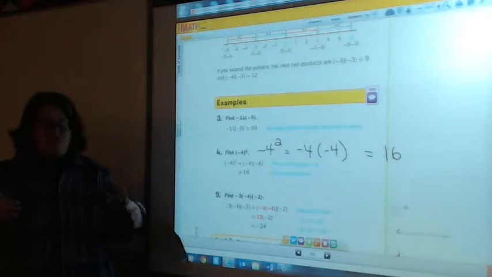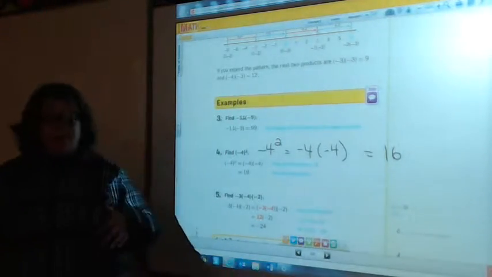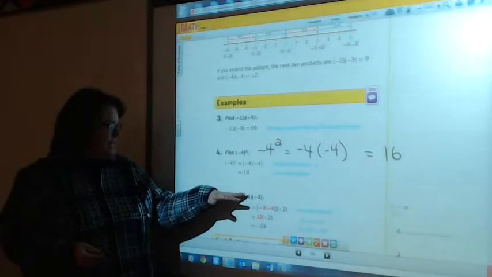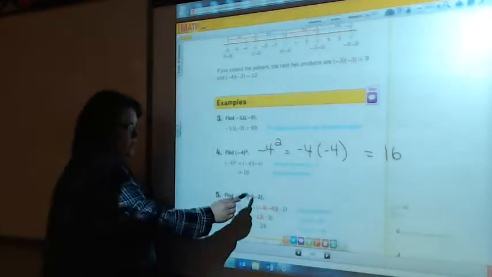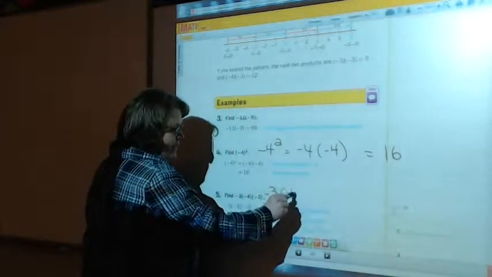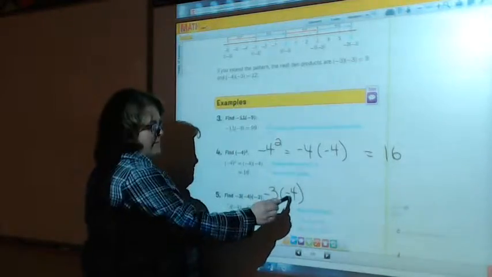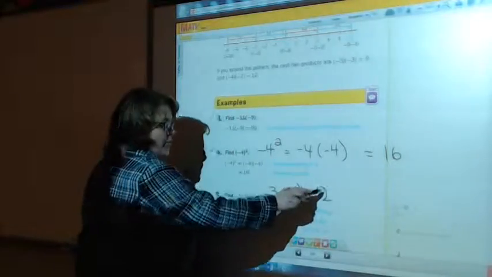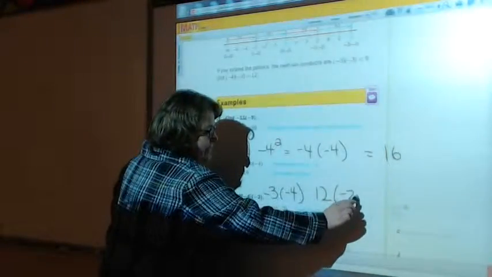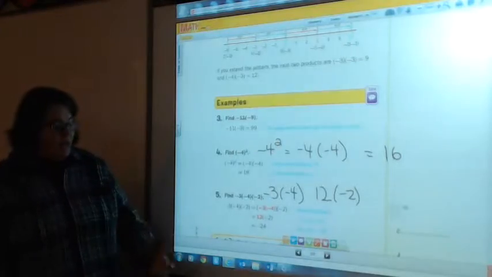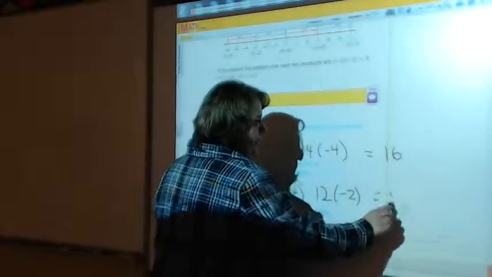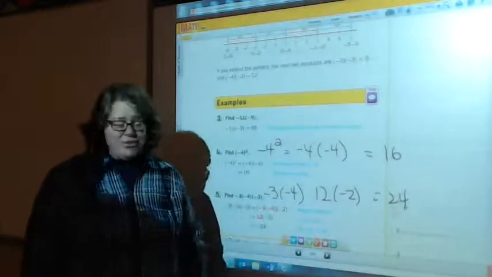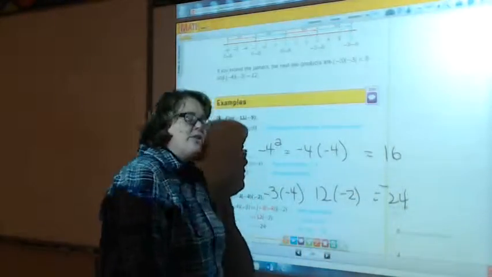Example 5 now is different because it has 3 numbers. So the order that you multiply those 3 numbers does not matter because of the commutative property. So you can do it in any order that you want. Okay, so it has a negative 3 times a negative 4 times a negative 2. So if you do a negative 3 times a negative 4, you take 3 times 4, that's 12. They're both negative, so your answer is a positive. Then you got to multiply that times a negative 2. 12 times 2 is 24. And because that's a negative and that's a positive, the signs are different this time, so our answer is going to be a negative 24.